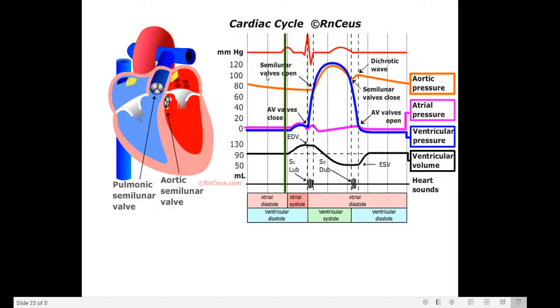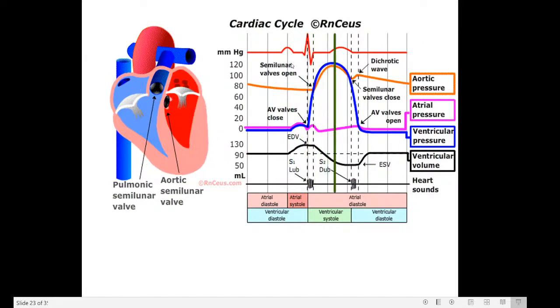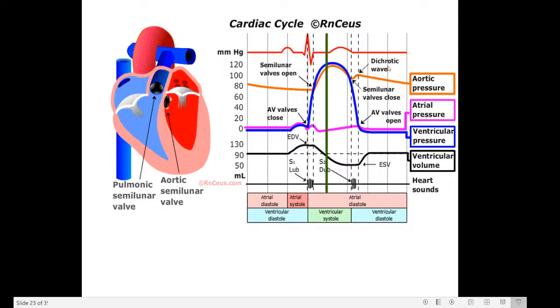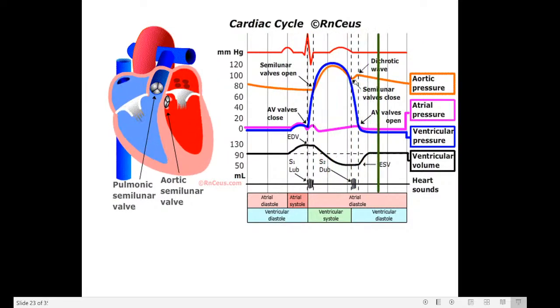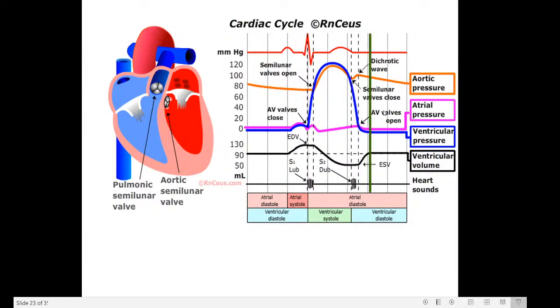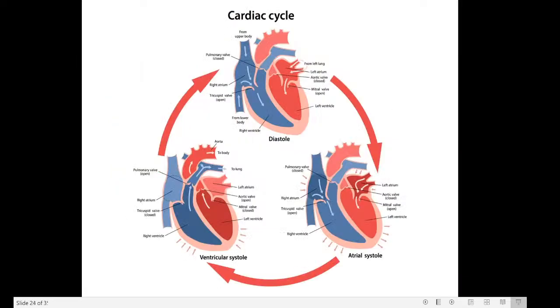During the initial stage, the semilunar valve is open for the oxygen release, and the dicrotic waves are produced. These signals are helpful for understanding the ECG. In the cardiac cycle we have three different steps: diastole, atrial diastole, and ventricular diastole. This is one static condition, a stable one.